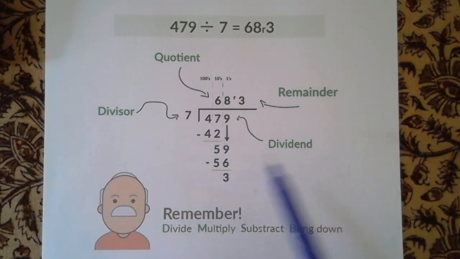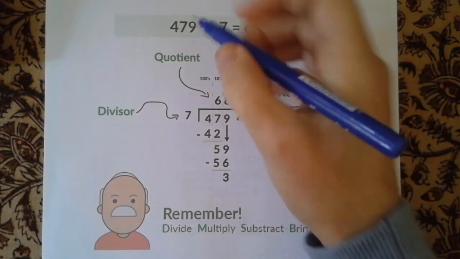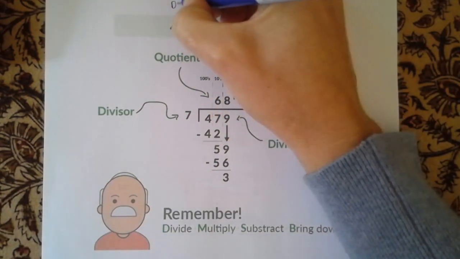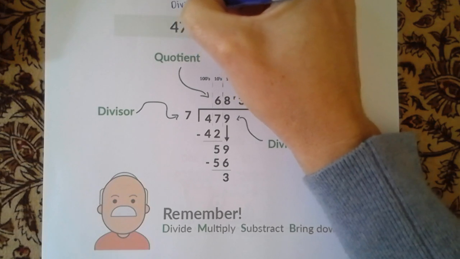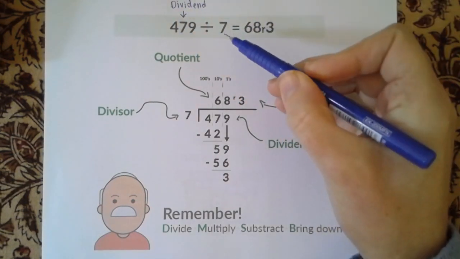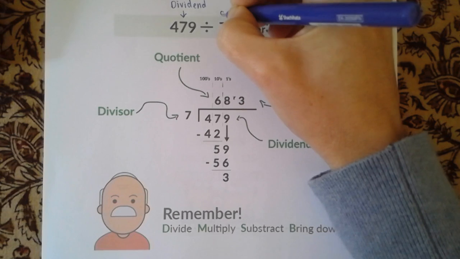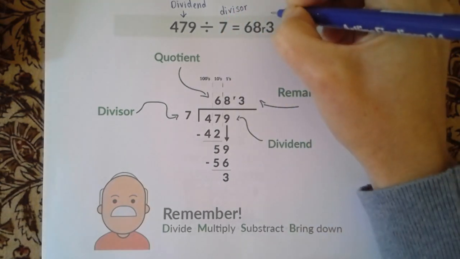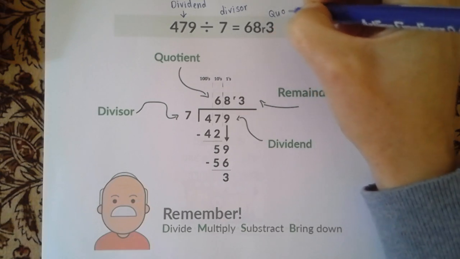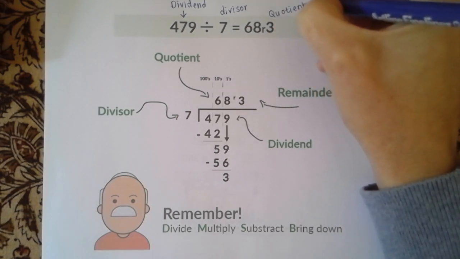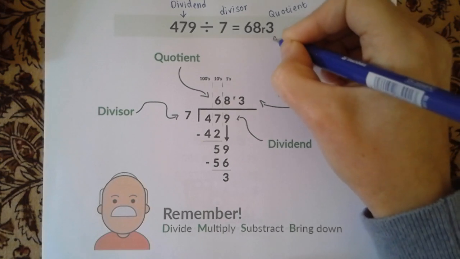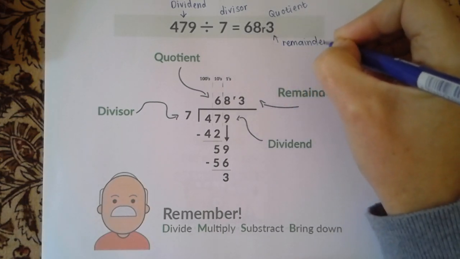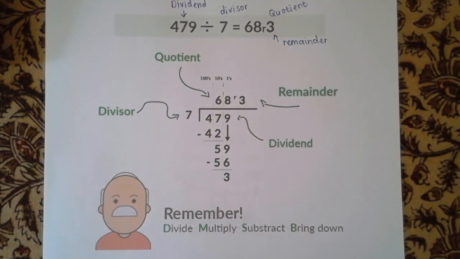So we have names for these different parts. This number here that we start with, that's the dividend. And this number that we divide with, that's called the divisor. And then the answer is the quotient. And then you will have a remainder. Not always, but you can have a remainder.